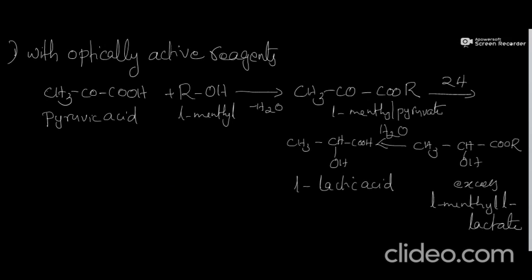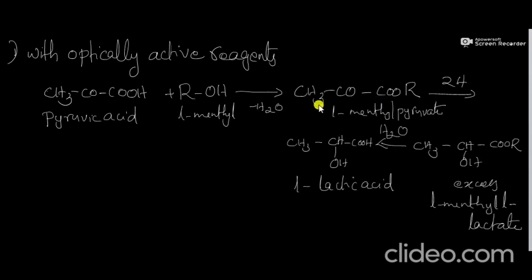There are two methods commonly used for enantioselective synthesis. First one, with optically active reagents. For example, esterification of pyruvic acid. This is the formula of pyruvic acid, CH3COCOOH, with L-menthol. L-menthol is represented by ROH. This is a simple form of an alcohol. This is not the structure of L-menthol, just a general representation of L-menthol. The acid and alcohol react together to form an ester.